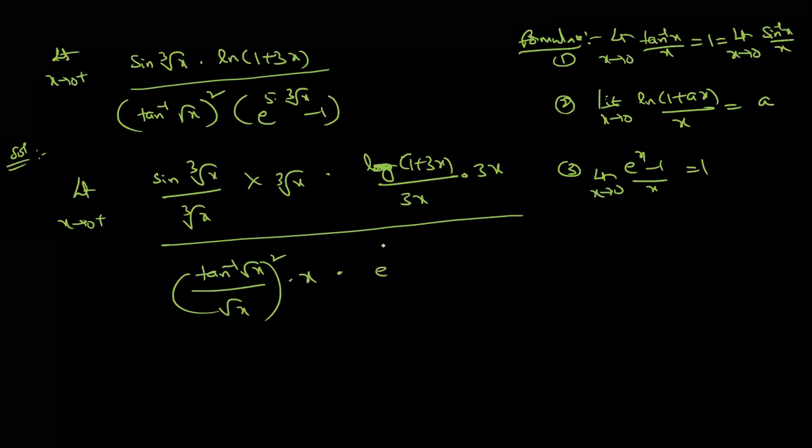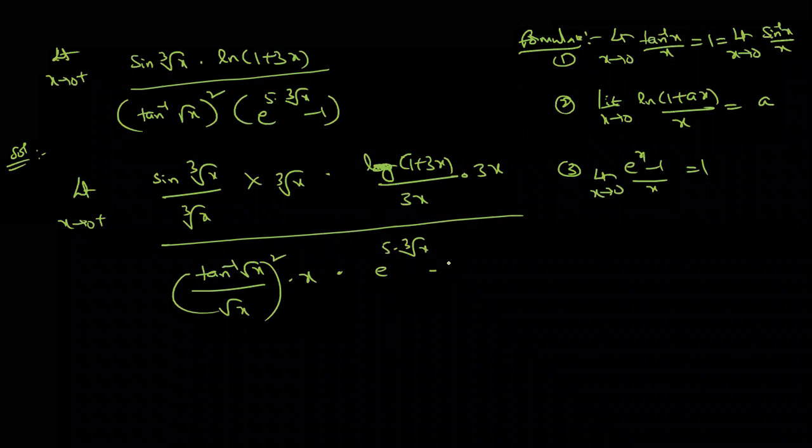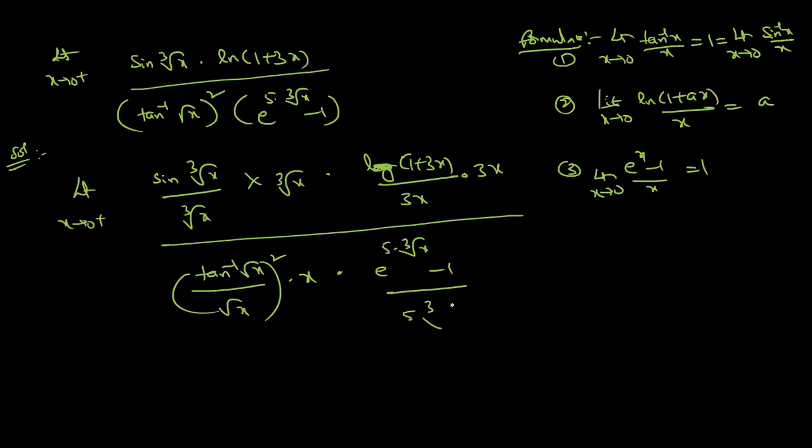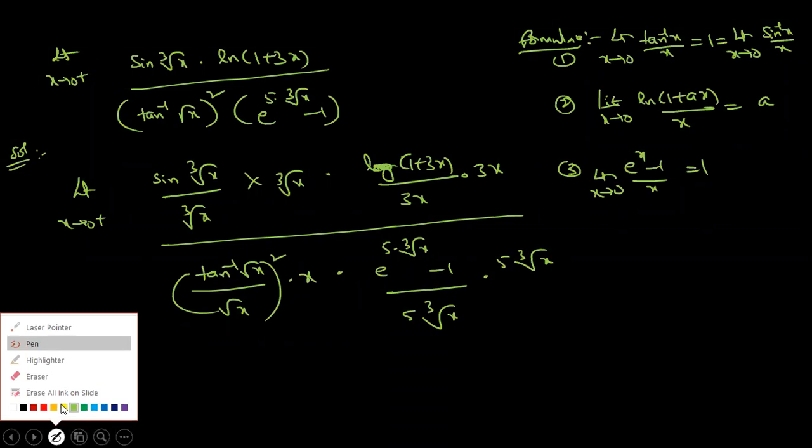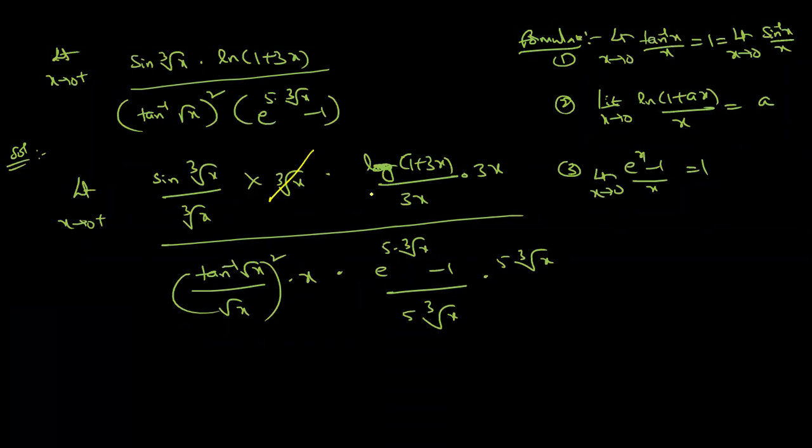Here also e^(5 cube root of x) minus 1 means 5 into cube root of x. So any term is cancelled. Dear students, see here 5 into cube root of x. Okay, get ready with the answer. See here, cube root of x cancelled, x cancelled. What is the remaining here? 3 by 5 is there. See, dear students, 3 by 5 is the constant.